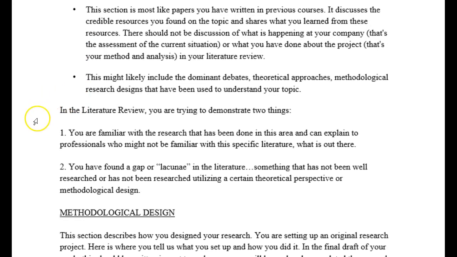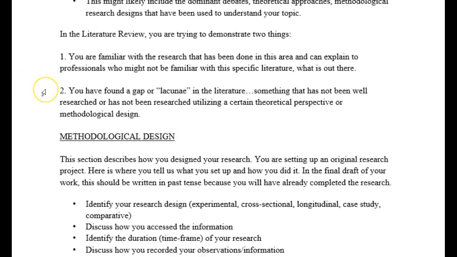Okay. You want to show in this section that you are familiar with the research that's been done in this area and that you've found a gap or a place where more information is needed. If you're looking for things still to include, look at theoretical approaches to your topic, dominant debates in your topic, research designs that have been used to understand your topic. Okay, so again, this should be the biggest part of your paper. This is where I should see the majority of your 15 plus credible library resources discussed.